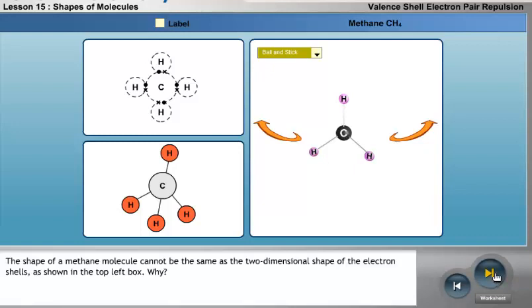The shape of a methane molecule cannot be the same as the 2-dimensional shape of the electron shells, as shown in the top left box. Why? Answer: repulsion between pairs of electrons pushes the orbitals into a different tetrahedral shape.